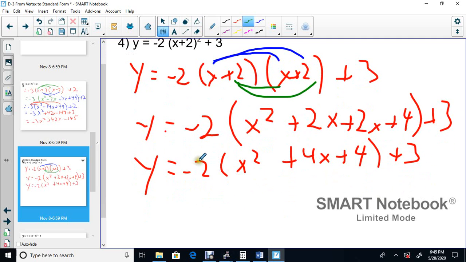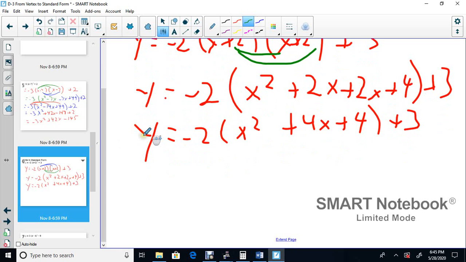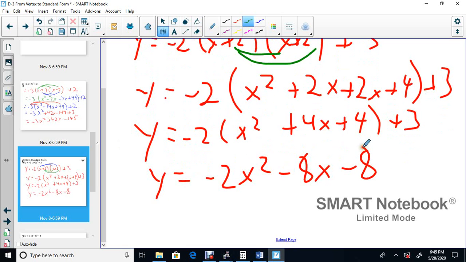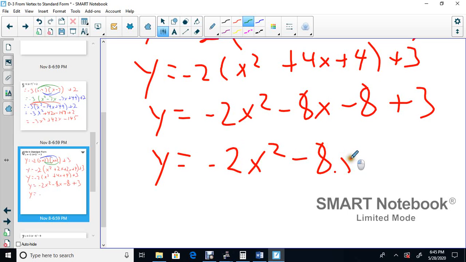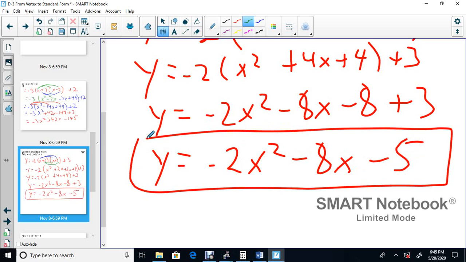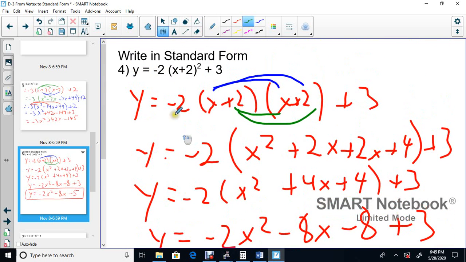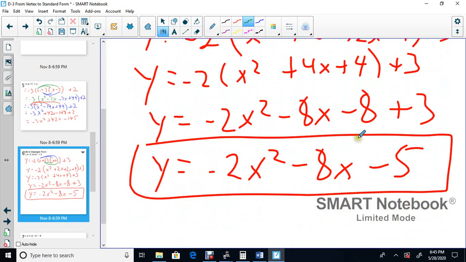And then I'm going to multiply the negative 2 times all those. So I get y equals negative 2x squared minus 8x minus 8 plus the 3. Don't multiply that 3 by the 2. And I'm going to put these two numbers at the end together. So you get y equals negative 2x squared minus 8x minus 5. And that's it. That's in standard form. We just expanded from vertex form all the way to standard.